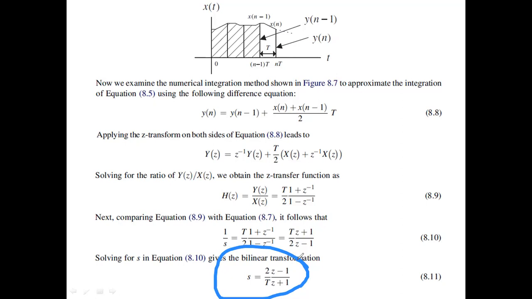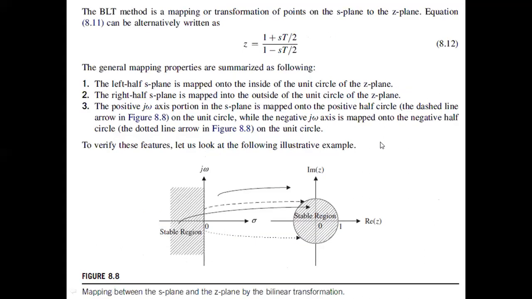So what is the method now? The method is simple. To design a digital filter from an analog filter, you simply replace the s by 2 by T into z minus 1 divided by z plus 1. You get a filter with z terms. Cool. But now the problem is the analog filter was stable, but will the corresponding digital filter also be stable? Let us do the stability analysis of this particular mapping function.